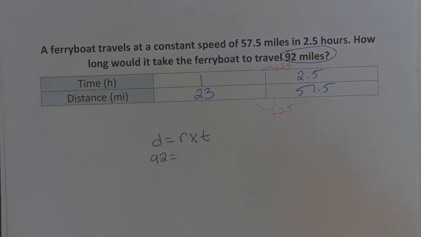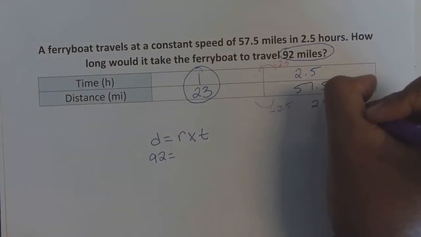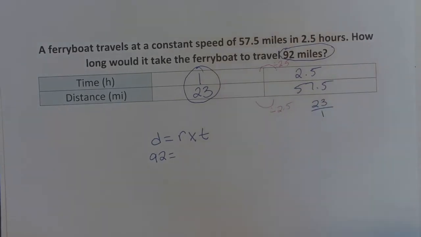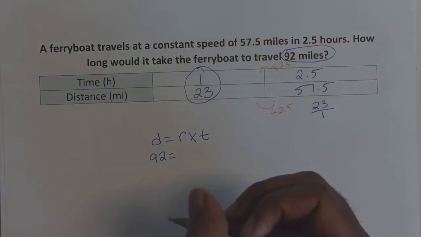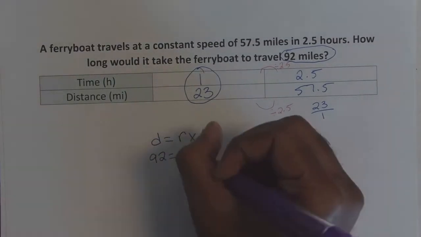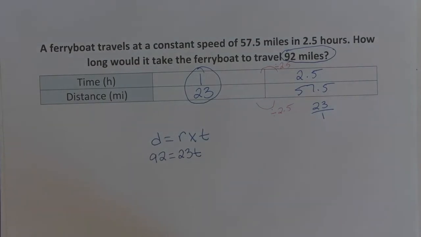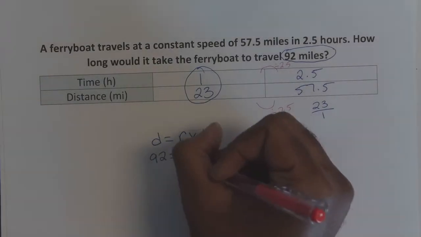What else do I know in this problem? Correct. I know my rate. My rate is 23 over 1, or just 23. So I can substitute 23 for my rate times my time, because I'm looking for my time. So now we can solve this equation. How do you solve this equation? Do you remember? Exactly. I can divide both sides by 23.